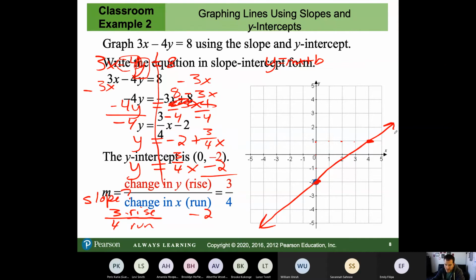3, 4. That one's kind of nice when you get fractional slopes, because it helps with that whole rise over run thing. Always start at your y-intercept, rising and running from there. Again, we had a positive slope when we got there, right? It was a positive 3/4.